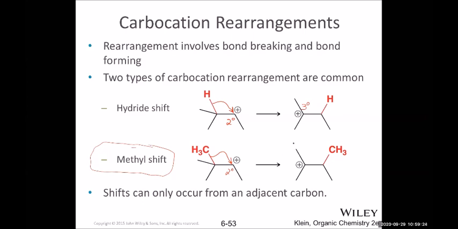And after this shift, this rearrangement movement, this carbon has the methyl group. And this quaternary carbon loses one methyl group, not only the methyl group, but also the pair of electrons shared between. So this carbon becomes a tertiary carbocation, becoming more stable. So either case, either hydride shift or methyl shift, the final carbocation is more stable.